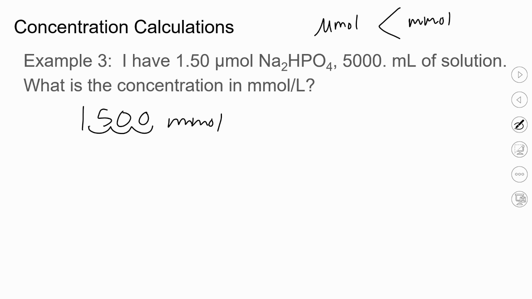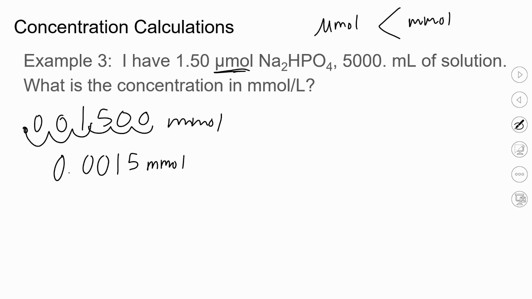Because I thought to get from micro to a regular mole, you move it 6 times. You're right, but to go to milli, you go 3 times, and you're going to go the other way. Because millimole is a bigger unit, so we need a smaller number. This is a smaller number, so we need to go the other way. Does that make sense? But you're right, we need to go 3. 1, 2, 3. So that's millimoles.